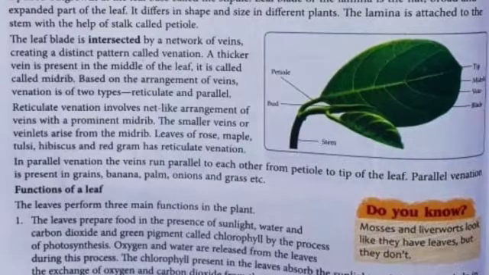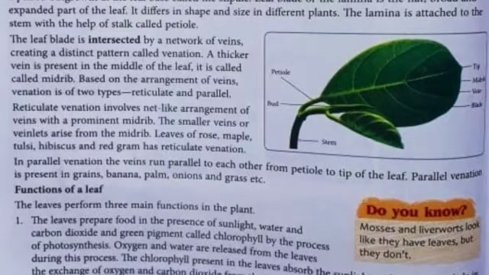Here one thing is noticeable. If the venation is reticulate, then the root must be taproot. And if the venation is parallel, the root must be fibrous. We have already studied taproot and fibrous root. If taproot, there is reticulate venation, and if fibrous root, it is parallel venation. So by seeing the leaf, we can tell the type of root also.